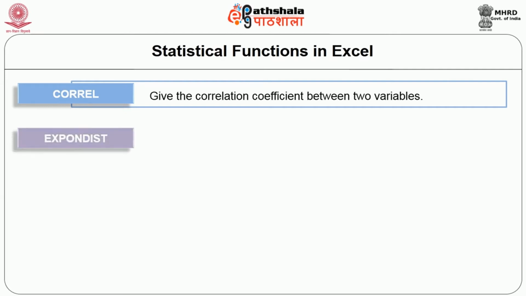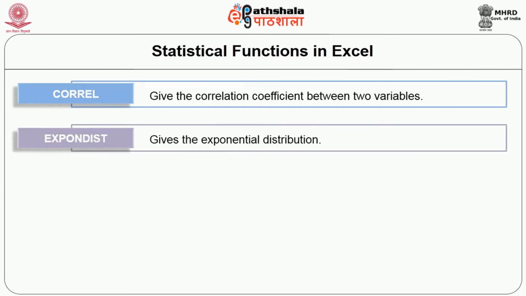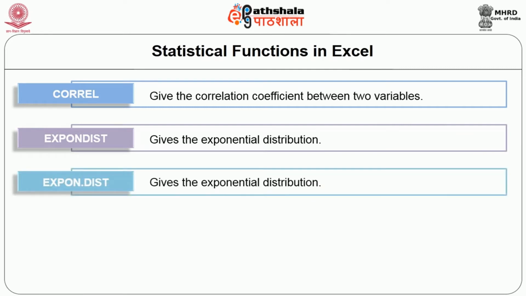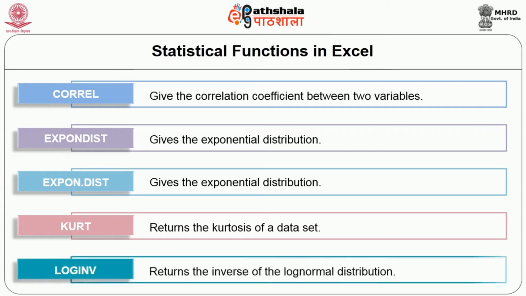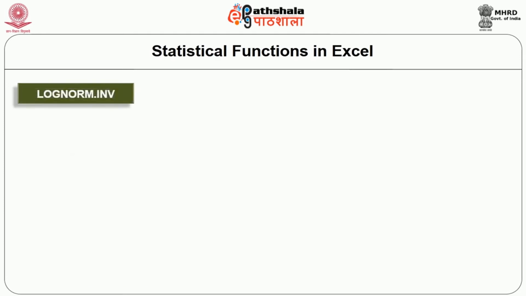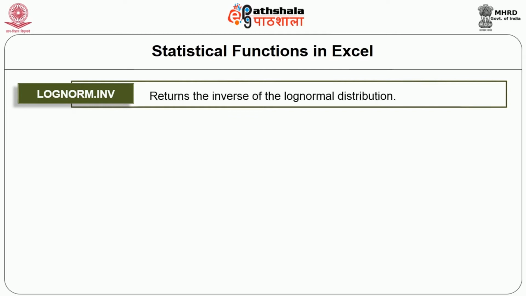And then EXPON.DIST will give the exponential distribution. KURT will give the kurtosis of a data set. LOGINV will give the inverse of the logarithmic distribution. LOGNORM.INV will give the inverse of the log normal distribution.